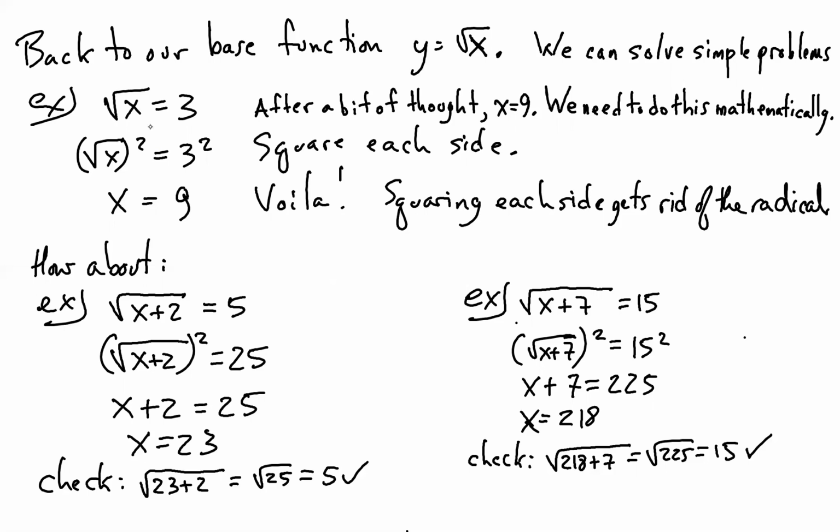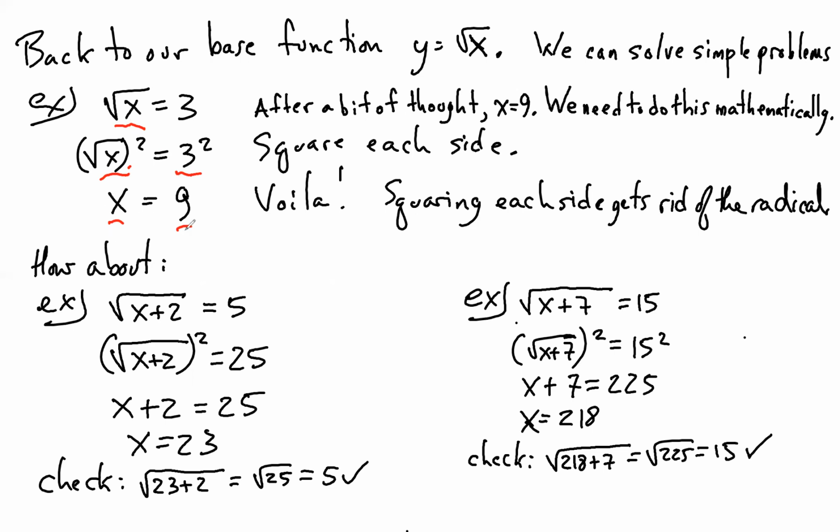To get rid of the radical sign, I square each side. So that's what I did right here. And of course, if I square one side, I have to square the other. The square root of x squared is just plain old x, and 3 squared is 9. And there's my mathematical justification for my answer of 9. But now we have a technique. Notice how we get the radical all by itself. We square each side. That gets rid of the radical sign. And hopefully that gives us our answer.